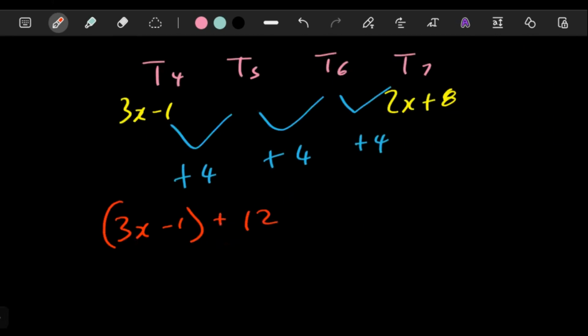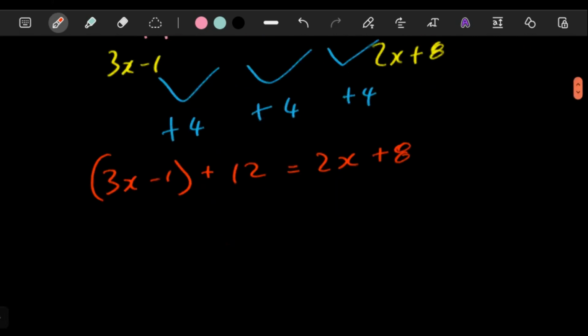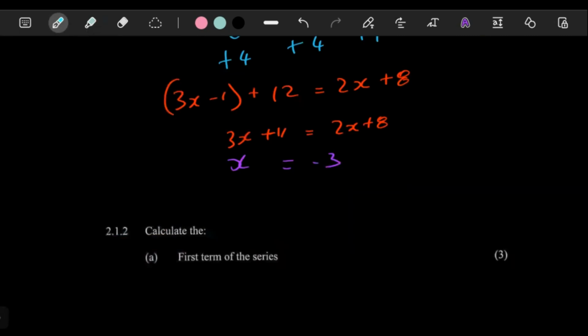If you add 12, it will give you 2x plus 8. Solving for x here, you're going to have negative 1 plus 12, so it's going to be 3x plus 11, and then 2x plus 8. If you move the 2x to the left, it's going to be x. Moving the 11 to the other side, it gives you 8 minus 11, which is minus 3. Is it minus 3? Yeah. Moving on, they said we should calculate the first term of the series.